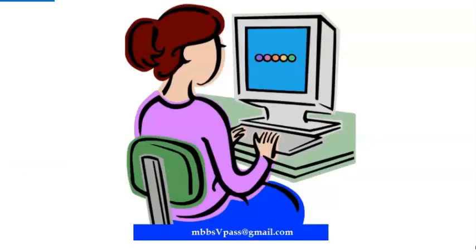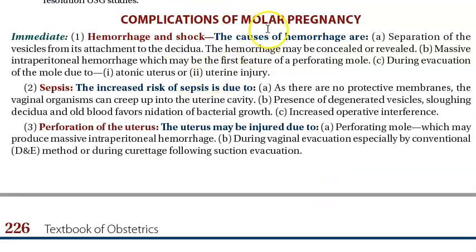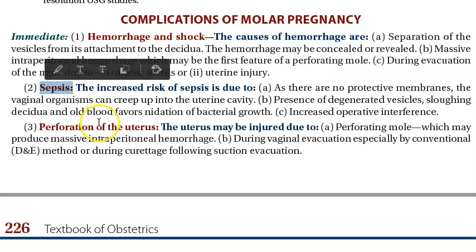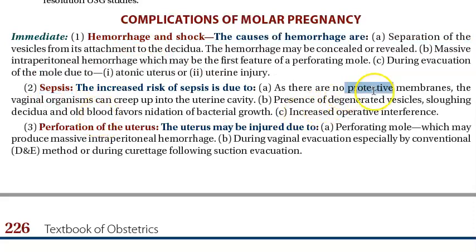Now that you looked at the differentials, let us look at the complications of molar pregnancy. We already told you that they will go into bleeding, so they can go into shock, they can go into sepsis because there are no protective membranes. Vaginal organisms can creep into the uterine cavity, so they can go into infection and sepsis. Then there'll be degenerated vesicles, etc., favoring the growth of bacteria. Perforation of the uterus can happen. Why? Because of the perforating mole. Because of perforating mole, the uterus can get perforated.